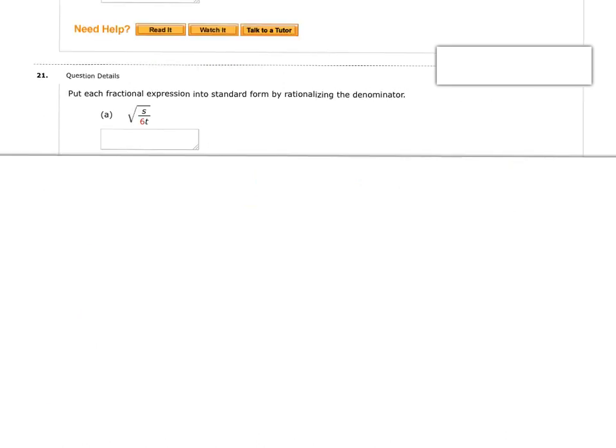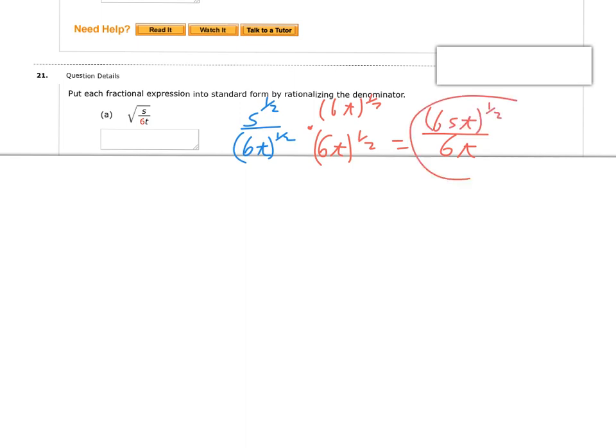All right, next up here, it says put each fractional expression in standard form by rationalizing the denominator. What I would always do here is always think of these as fractional exponents. So I'm going to do s to the 1/2 on top, and then 6t to the 1/2 on bottom. And then I'm going to multiply this by 6t to the 1/2, which would make that just a regular 6t, kind of make it the first power. But if I do that on the bottom, I'd have to do it to the top as well. And so that would just mean that 6st would all be to the power of 1/2.